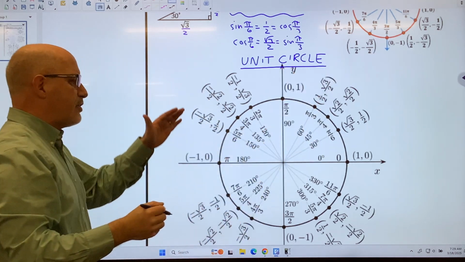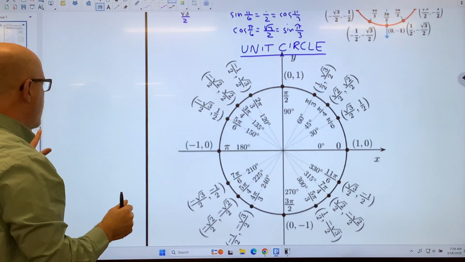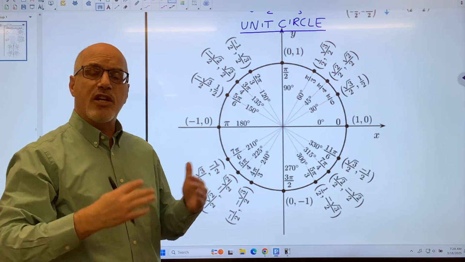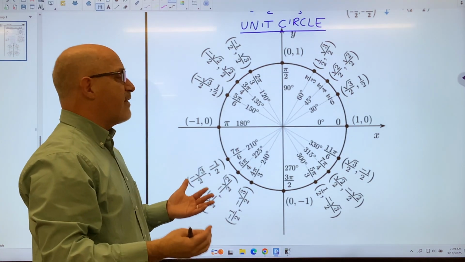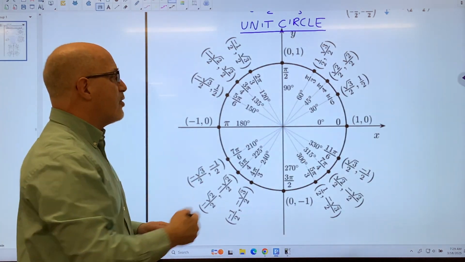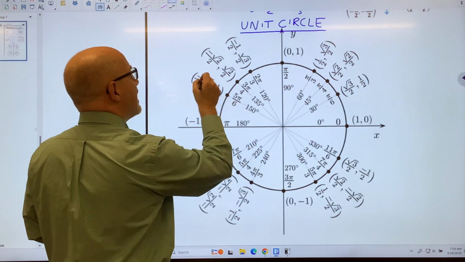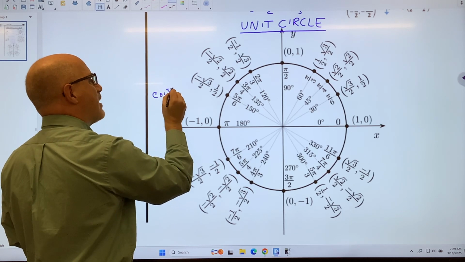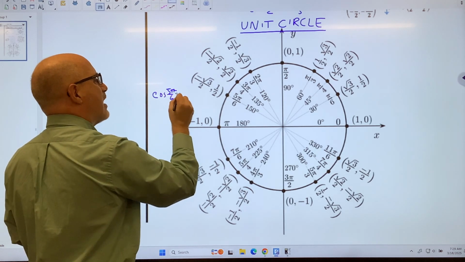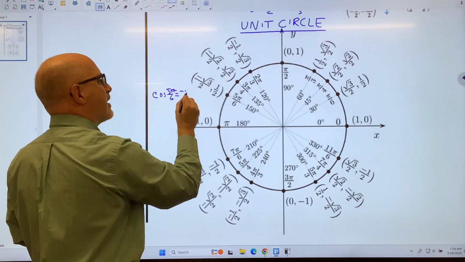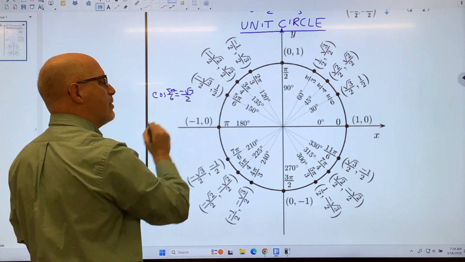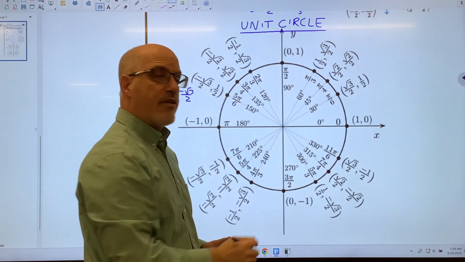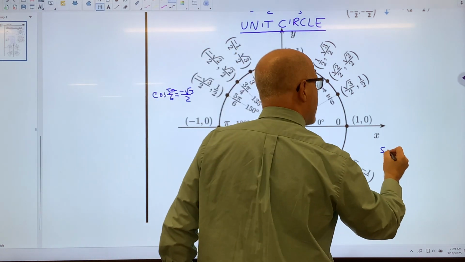So if you look at this unit circle, it summarizes for us, if you want to find, for instance, cosine of, let's say, 5 pi over 6, you go to 5 pi over 6 and you take the x value. So cosine of 5 pi over 6 allows us to look at this cosine value and get negative square root of 3 over 2.